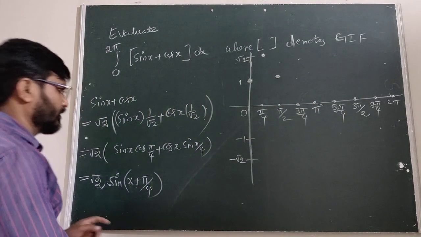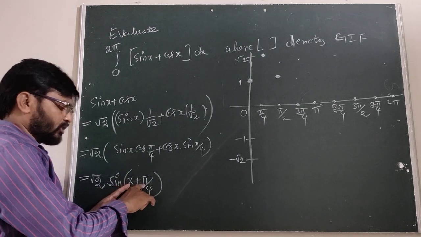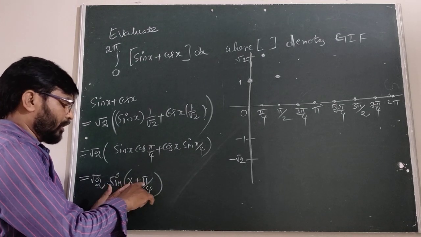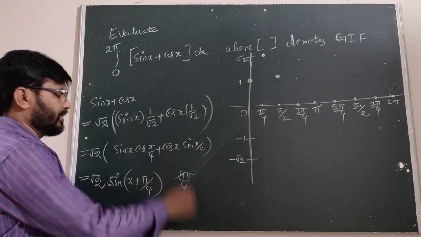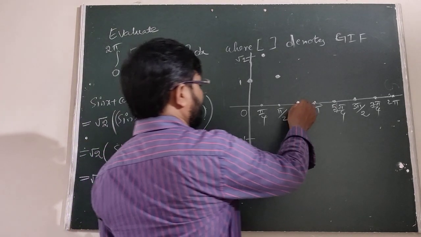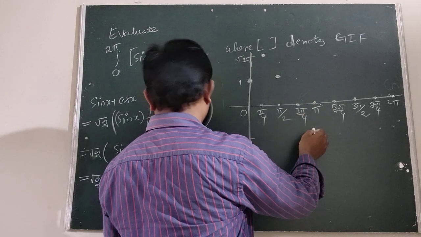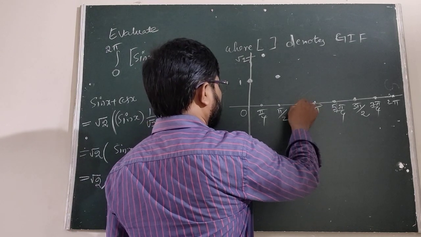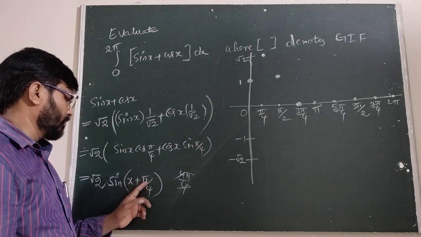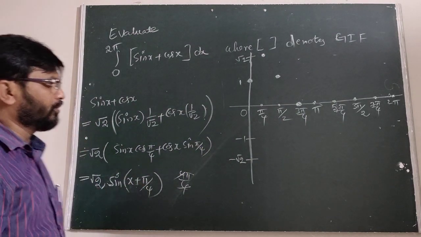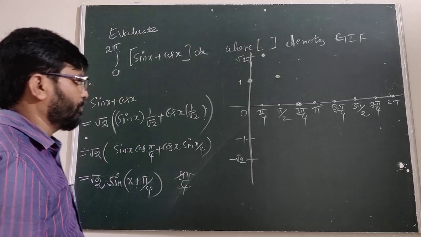After that, we substitute 3 pi by 4. 3 pi by 4 plus pi by 4 is 4 pi by 4, which is pi. Sin pi is 0. So when we take 3 pi by 4, the value must be 0.